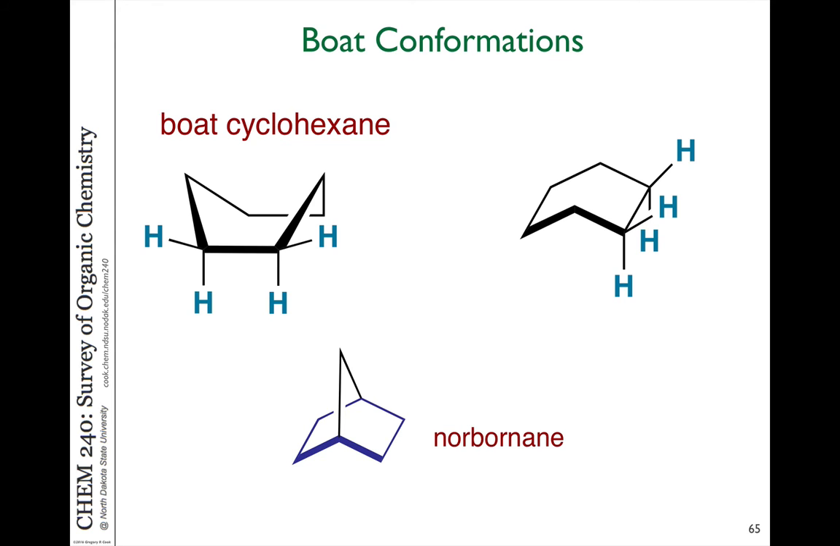Well, a chair structure is not the only conformation a cyclohexane can adopt, and we mentioned this briefly in the last video, where there's a higher energy conformation where both ends of the ring are puckered in one direction and it makes it look like a boat. So we refer to that as the boat cyclohexane conformation. And here are two views of that.